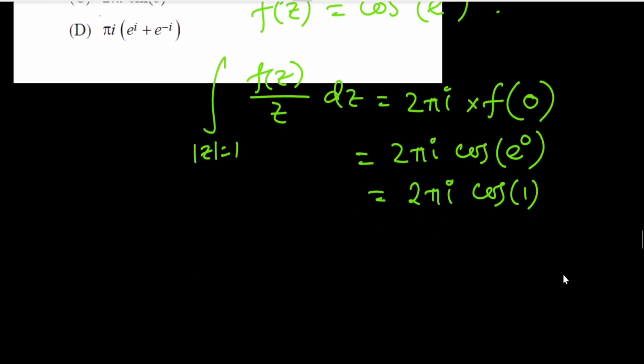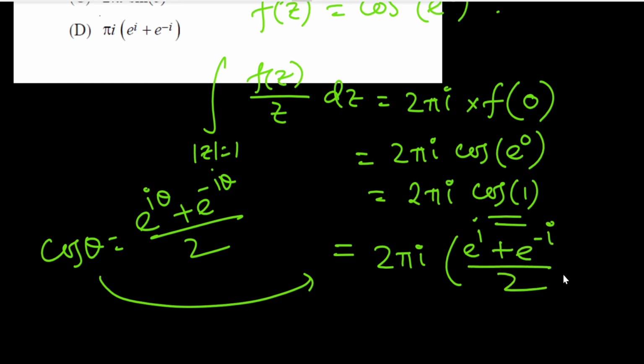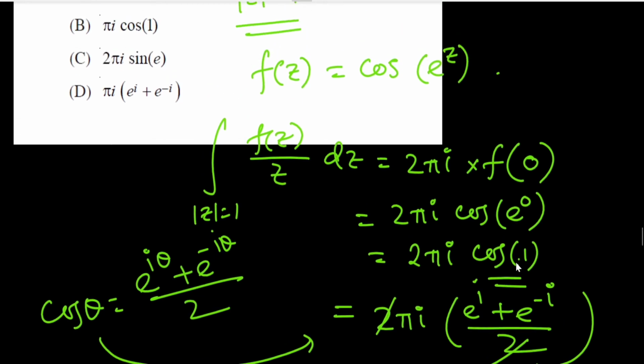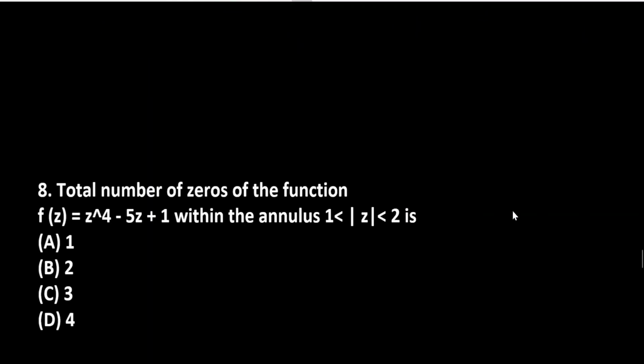Now we write cos theta as exponential iota theta plus exponential minus iota theta by 2. We use it here. So this gives 2 pi iota into exponential iota plus exponential minus iota by 2, as theta equal to 1 here. So the 2 cancels, and this gives pi iota into exponential i plus exponential minus i, which gives the correct answer, option D. Now go to the next question.